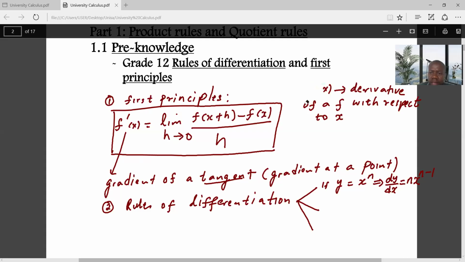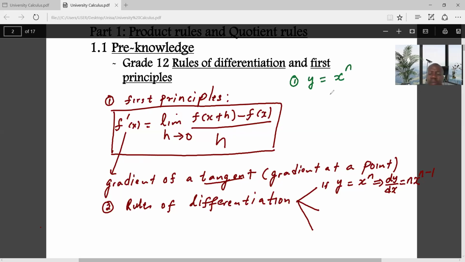Let me repeat it here. If y is equal to x raised to the power of n, which is called a power function, then the derivative of y with respect to x will bring down the n. So it's going to be n x raised to the power of n minus 1.